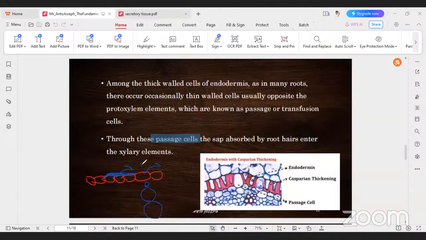Sir, passage cells and transfusion cells both are the same? Yes, same. Through the passage of transfusion cells, water moves toward the xylem, root xylem. From root xylem, it goes on. This is the connection: root xylem to shoot xylem to leaf xylem. So water moves from the root to the shoot and shoot to the leaf.